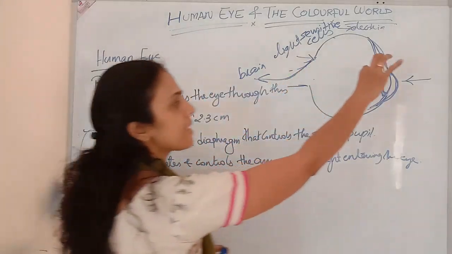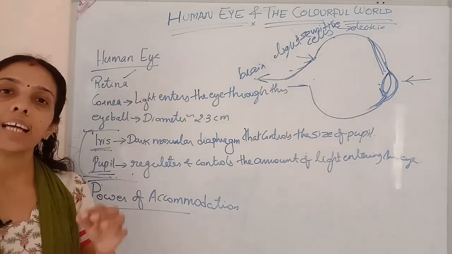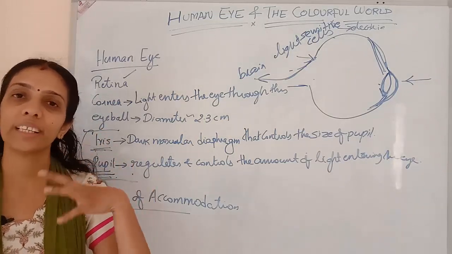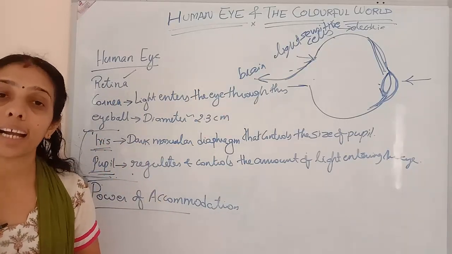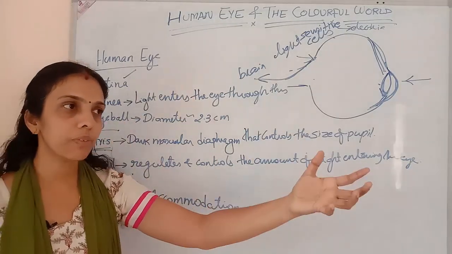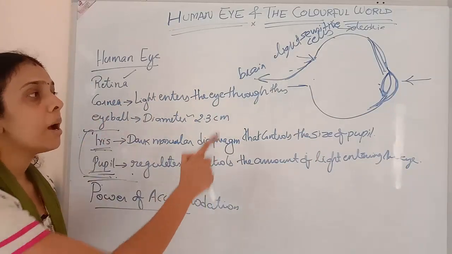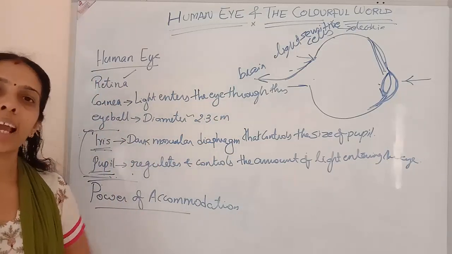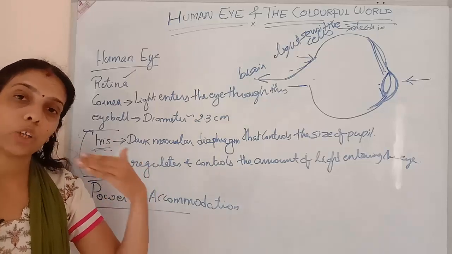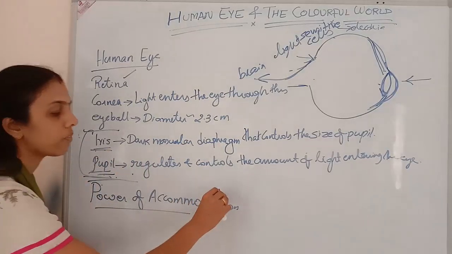Next is power of accommodation. I told you this eye lens can increase the focal length or decrease the focal length, isn't it? That property, the power or ability of the eye lens to increase or decrease its focal length, is called the power of accommodation. We can see the far object very clearly, we can see the near object also very clearly, isn't it? There the eye lens is adjusting its focal length, either increasing or decreasing the focal length. That is called the power of accommodation.